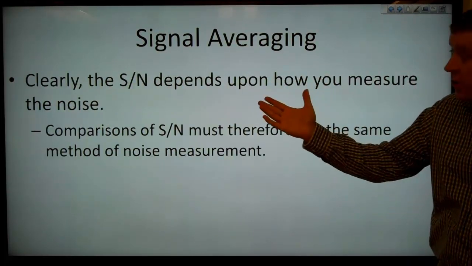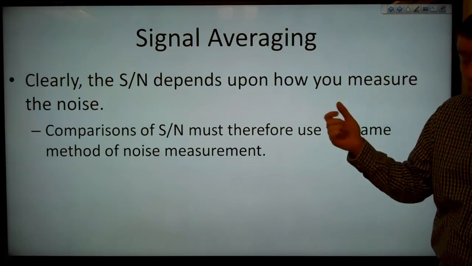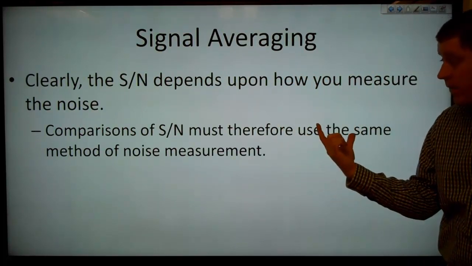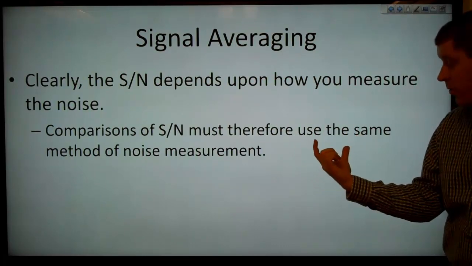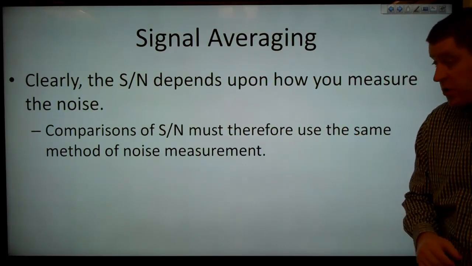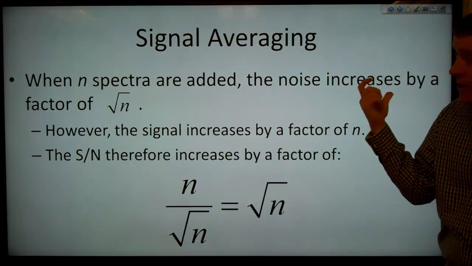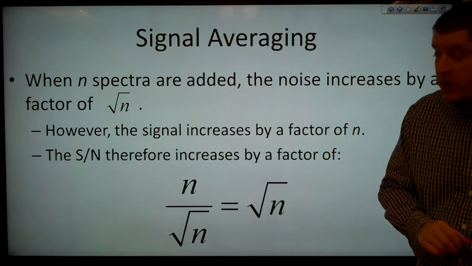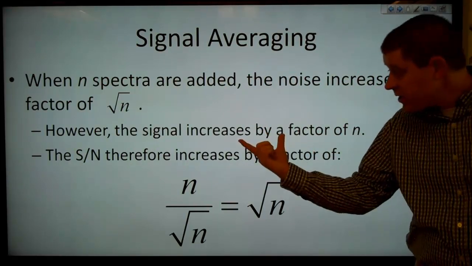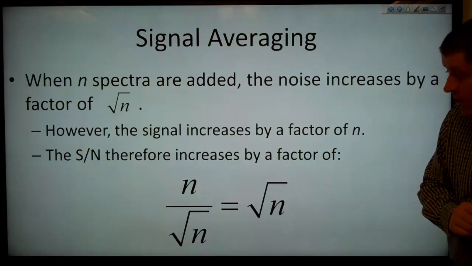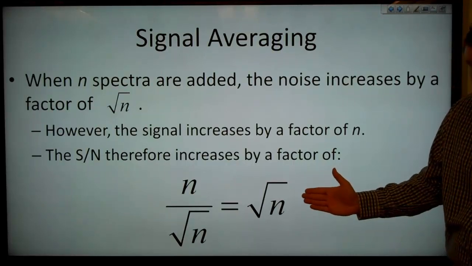So clearly, the signal-to-noise ratio depends on how you're measuring the noise. And this means that comparisons of signal-to-noise ratio for different spectra must therefore use the same method of noise measurement. When n spectra are added together, then the noise is increasing by a factor of root n, but the signal is increasing by a factor of n. And that means that the signal-to-noise ratio is increasing by a factor of root n.